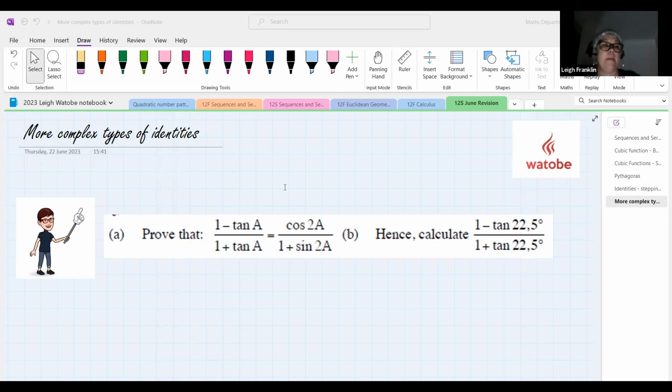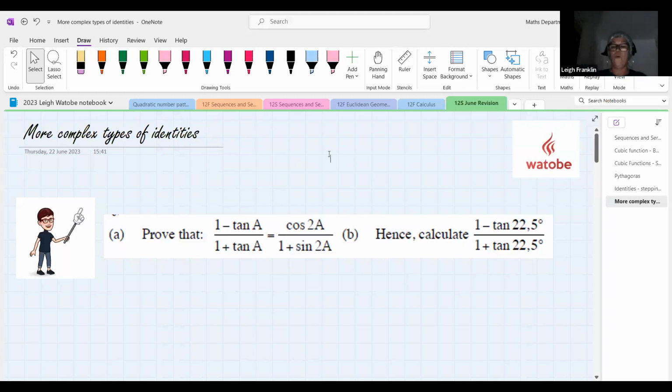Let's get on with it. Okay, so I thought that we should maybe stick with complex types of identities. I think you guys enjoyed doing them on Tuesday, at least I hope so. So I just wanted to show you a few more things and then show you some other sorts of questions that could potentially come up.